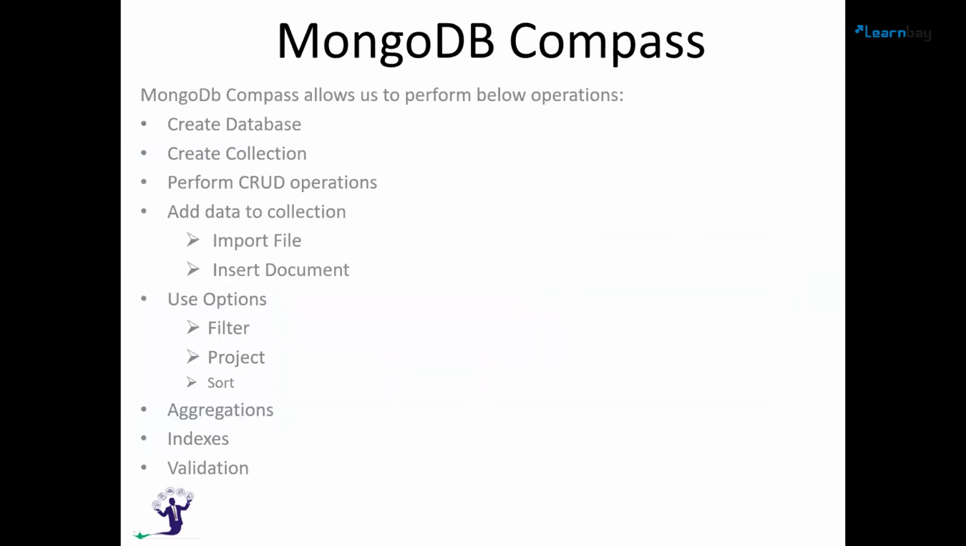So let's have a quick look at what all we will be able to do in MongoDB Compass. Over here, we will be able to create the database, create the collection, perform the create, read, update, and delete operations, and add data to the collections by inserting documents or importing a file.